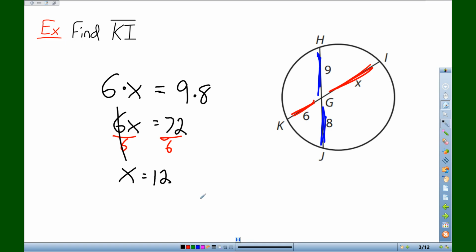For some of these problems, that's all they'll ask for: find x, and you'll have your answer. On this problem, though, we aren't asked just to find x. We're asked to find the length of segment KI, which is the entire chord. But it's pretty simple. Now that we know that x is 12, we can find the length of the whole thing just by adding the pieces. So segment KI equals 6 plus 12, and adding those together, we get the length of the segment as 18.